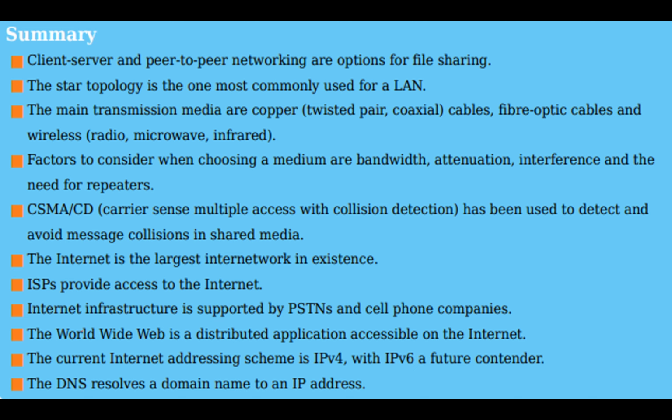So bandwidth is the amount of data we can send per second, or per unit time. Attenuation is the rate at which the intensity of the signal decreases over distance. Interference is when you have two signals affecting the wavelength of the other signal, therefore corrupting the data. And also the need for repeaters.